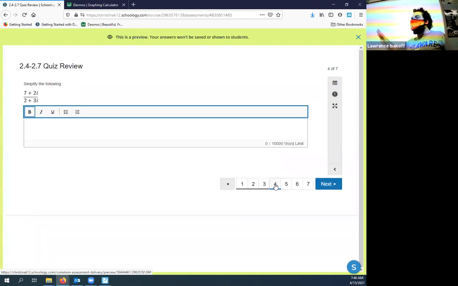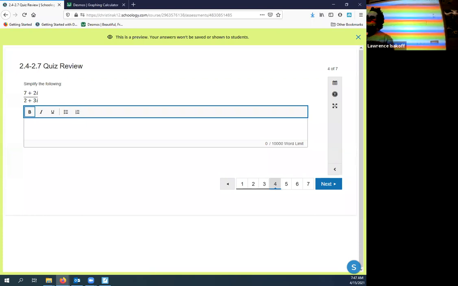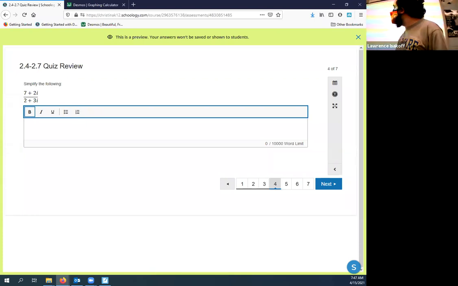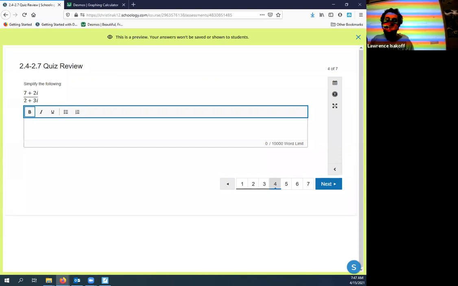Okay. This one we have to rationalize. This one, I really need to see your work on it because it's just easy to make a mistake here. Remember, we need our complex conjugate. So the complex conjugate just says whatever's in the denominator, if it has a plus in it, change the plus to a minus. If it has a minus, change it to a plus.